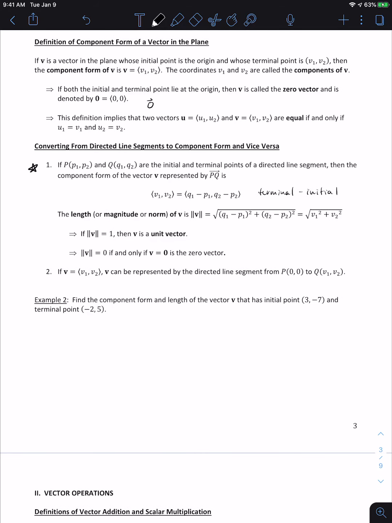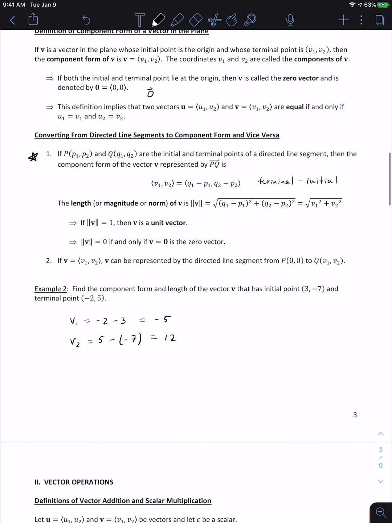Right? So per number 1 here, in order to find v in component form, I'm going to find v1, or the x part, or the first spot. v1 is going to be the terminal x value, which is negative 2, minus the initial x value, which is 3. And then the second component is going to be the terminal y value, which is 5, minus the initial y value, which is negative 7. All right, so here I get negative 5, and here I get 5 plus 7, which is going to give me 12. So if I write this in component form, v is equal to negative 5 as the first component, and 12 as the second component. So that is that vector written in component form.